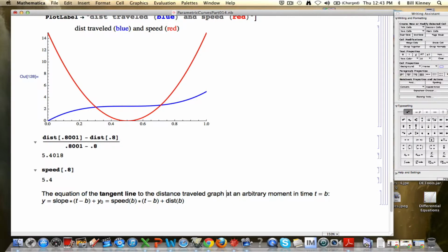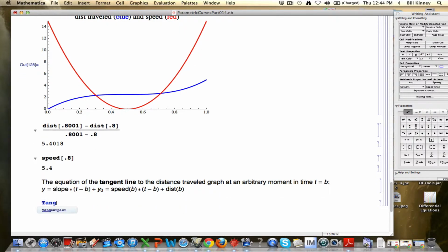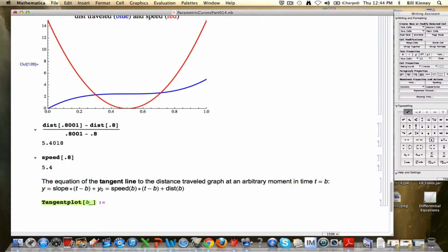at an arbitrary moment in time has that equation, and I'm going to think of this as a function of t involving a parameter b, an animation parameter really. I'll call it tangent plot. So again, this is a Mathematica command that I am creating here. It's going to be a regular plot of this function whose slope is speed of b. I've already defined the speed function. And whose first coordinate is b, and whose second coordinate is dist of b.